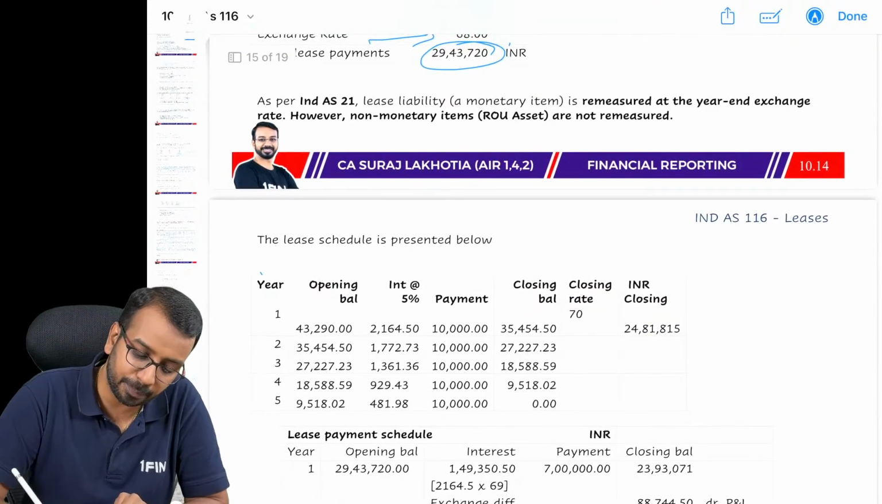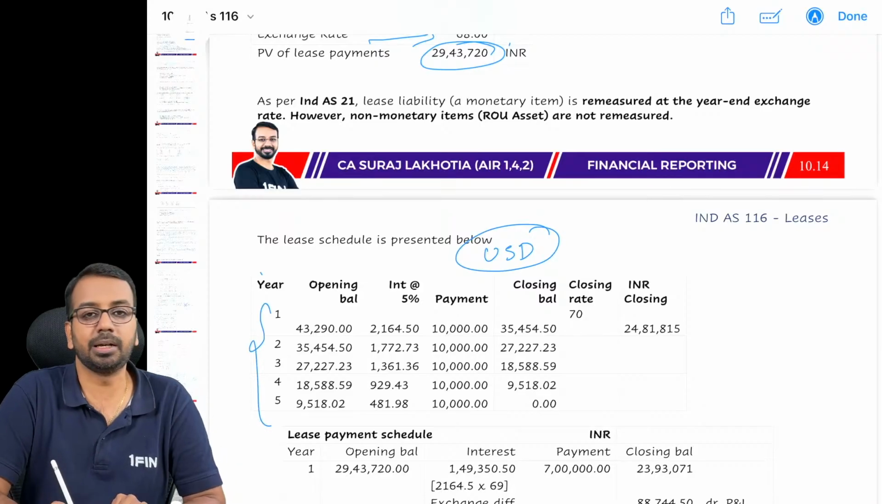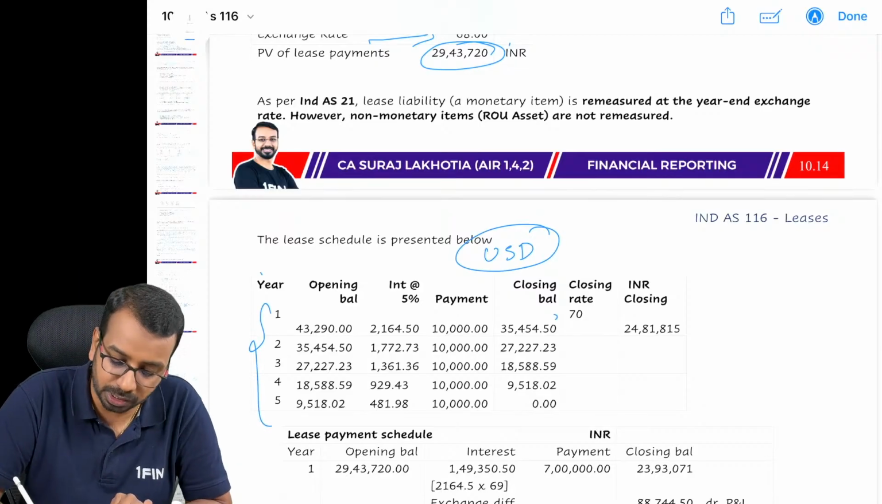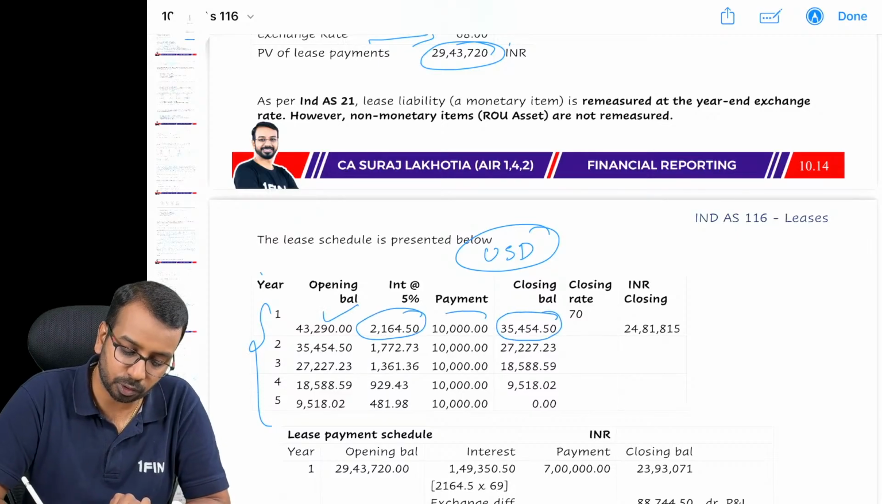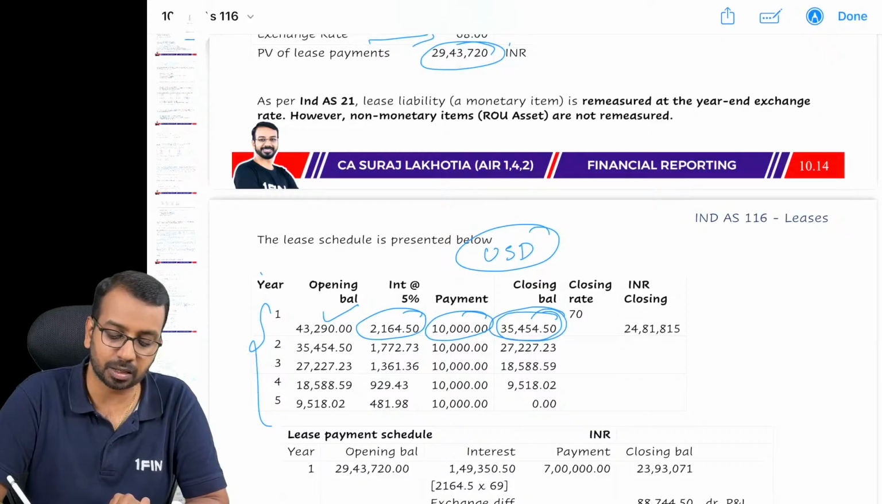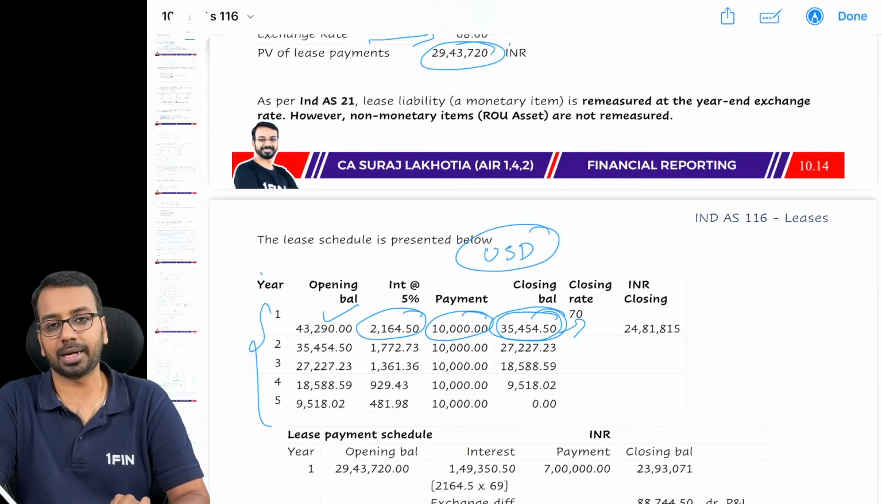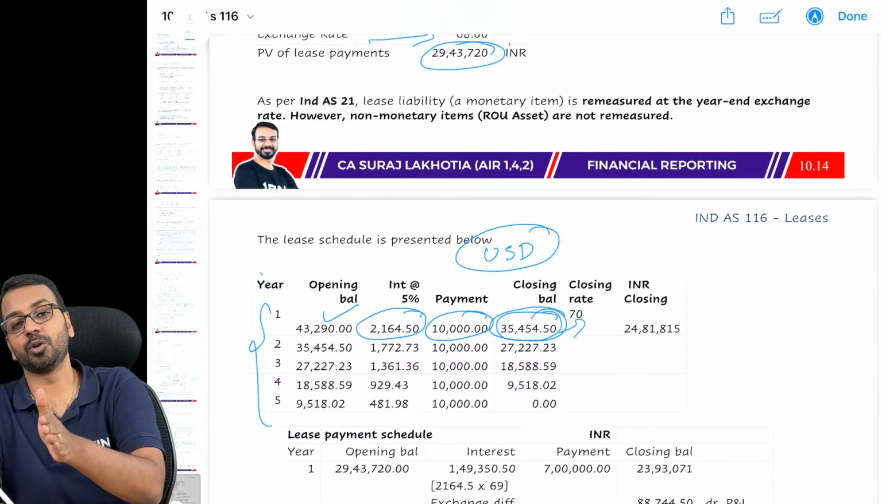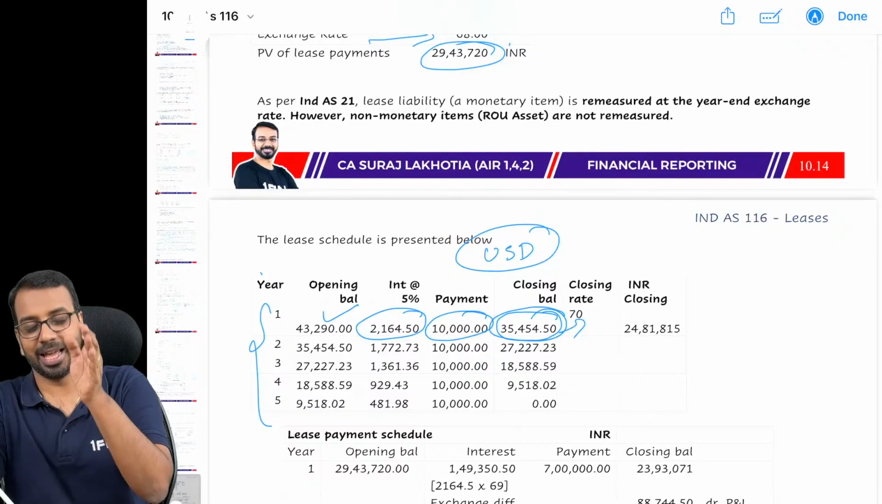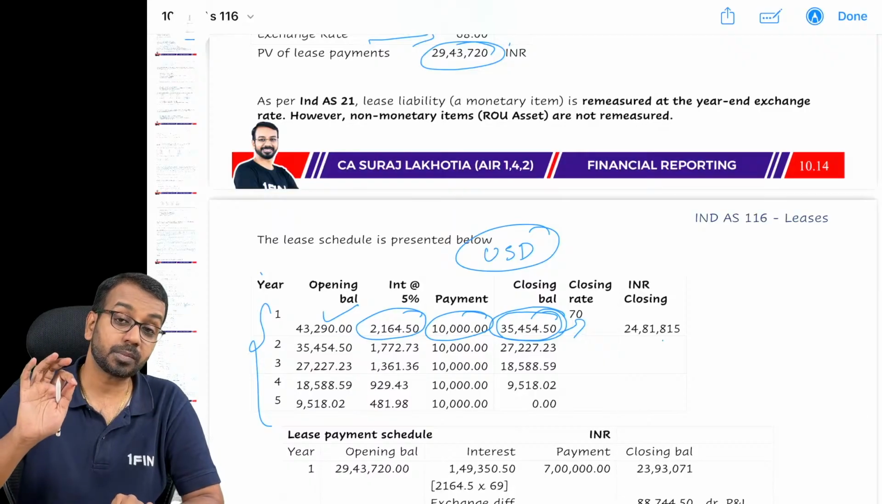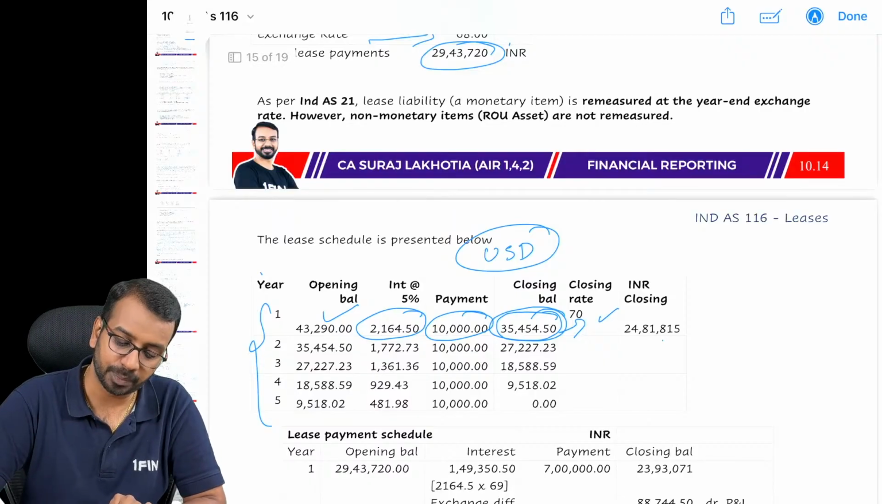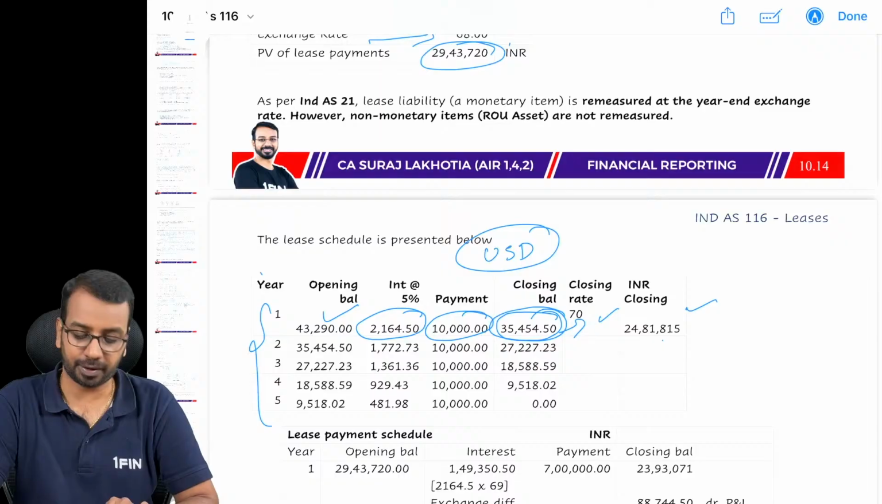Subsequently, we will prepare one USD schedule. So this will be the USD lease liability. What is the closing balance? Opening balance 43,290, interest 2,164, payment 10,000, closing balance 35,454. We will value this at closing rate. Why? Because as per Ind AS 21, we will account for it using the closing rate. Okay, so that is 24,81,815.